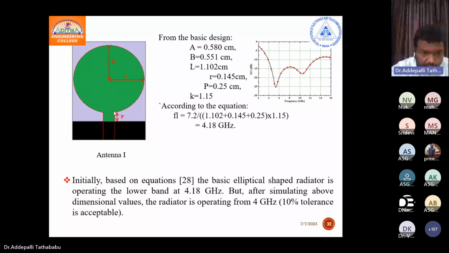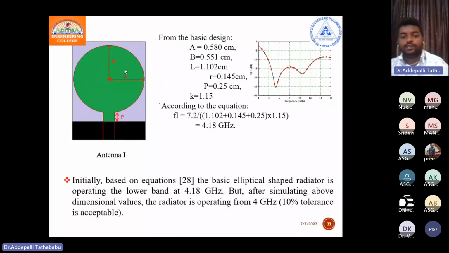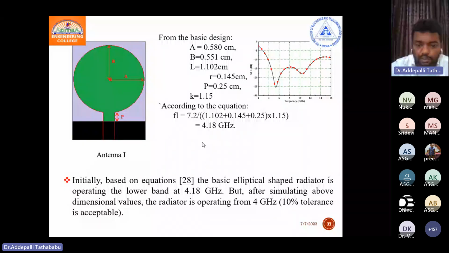It's the gap. All I told you, the partial ground always gives the wider bandwidth. That is the key point. So depending upon this gap and these dimensions, it will give the lower frequency. Here I designed FL value equal to 4.18, and using the same structure designed in HFSS, I am getting 3.9 something, approximately equal. 10% tolerance is there. Why am I choosing 4.18, when your target is 3.1 gigahertz? There is a small logic.